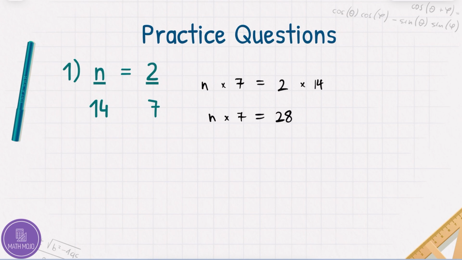So now we're going to divide both sides by the known number on this side. So we're going to divide by 7. So on this side, divide by 7. And on this side, we're also going to divide by 7. So over here, the 7's will cross out. And we're just going to be left with n. And 28 divided by 7 is going to give us 4. So our final answer is n equals 4.